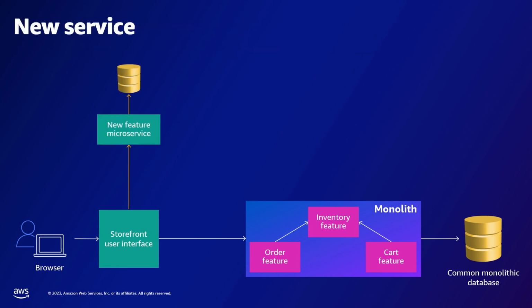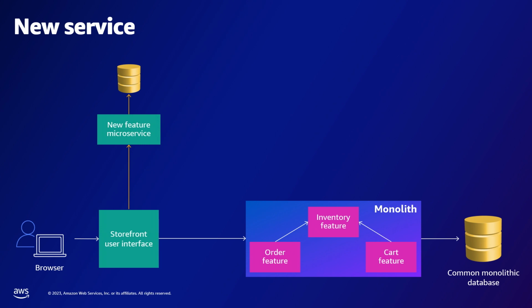Here the best approach is to implement the functionality as a new microservice and freeze changes to the monolithic code base. At the same time, bug fixes should still be allowed on the monolithic application. The new microservice will have its own data store. Now the team decides to migrate the inventory feature first into a new microservice.